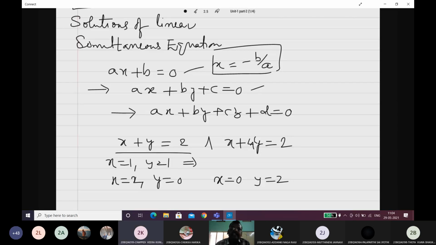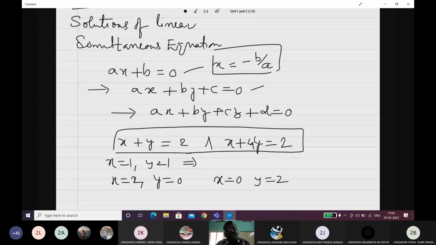We can solve these equations. We may get either a unique solution or no solution. Sometimes it may have an infinite number of solutions also. We may have three types of solutions: one is no solution, another is a unique solution, another is an infinite number of solutions.